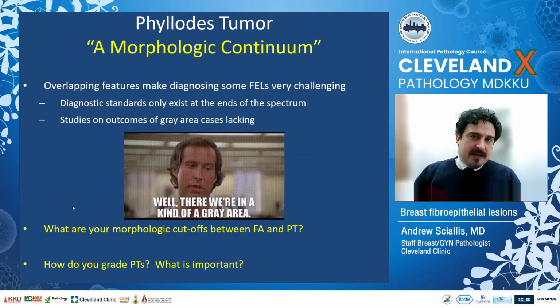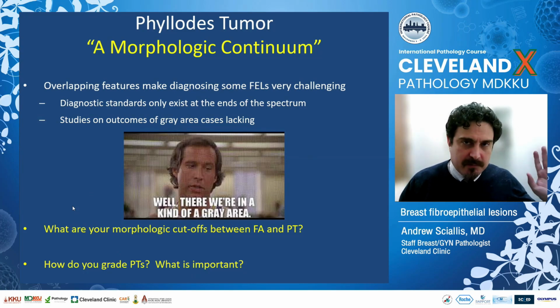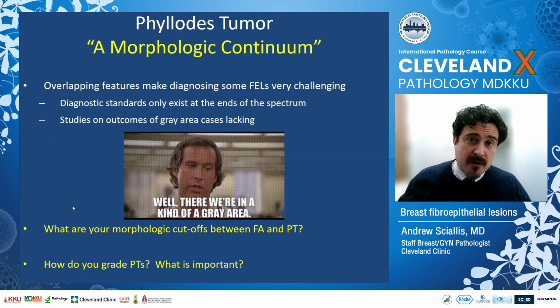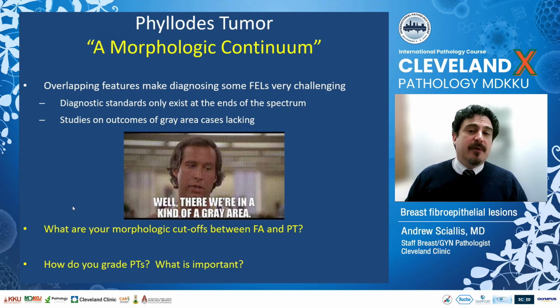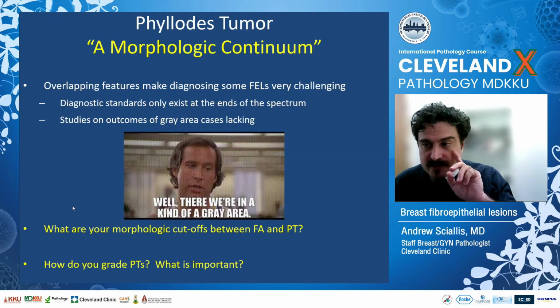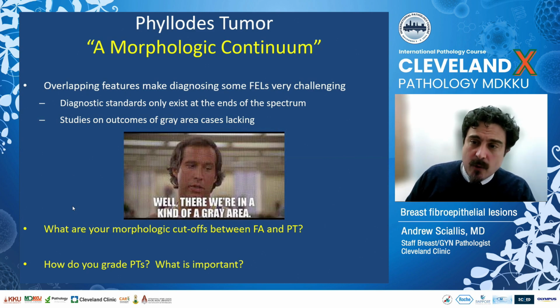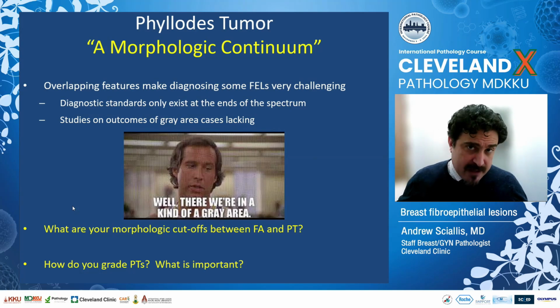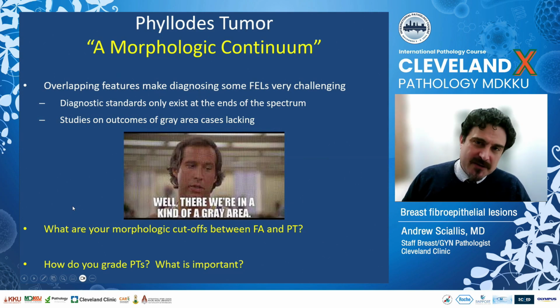So phyllodes tumors, I think it's been pointed out for a very long time, represent a morphologic continuum ranging from very bland and benign to obviously malignant, to the point where we're not even sure if it's a phyllodes tumor. We would be thinking of the possibility of a metaplastic carcinoma, which 9 times out of 10 is probably more common. So the overlapping features make the diagnosis of some fibroepithelial lesions very challenging, no matter how much experience you have. Diagnostic standards only exist at the ends of the spectrum, meaning it's easy to tell the difference between a benign phyllodes tumor and malignant ones. But that gray area, as Chevy Chase has said in the past, is a very broad spot and sometimes can be about as dark as charcoal.